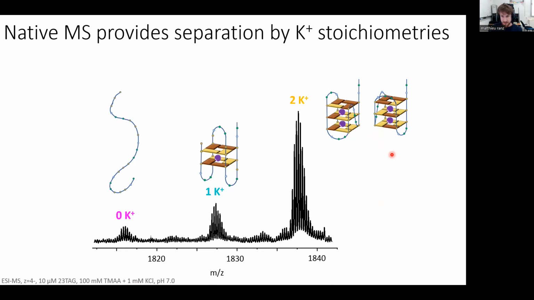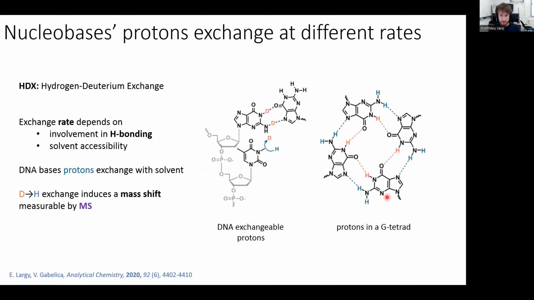So to learn more in detail about the structural dynamics in solution, we couple an isotopic labeling method that provides additional structural information. This technique is hydrogen-deuterium exchange. And this isotopic exchange occurs at a rate depending on both the involvement of the protons in H bonding and the solvent accessibility. So you can note that in G-quadruplexes, the exchangeable protons, the amino protons and the imino protons, are well protected inside the tetrad.